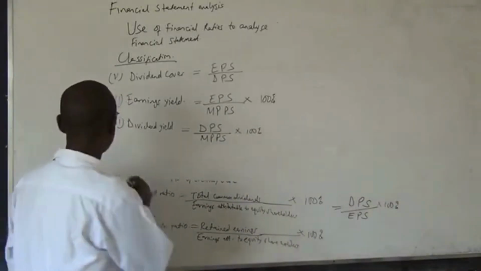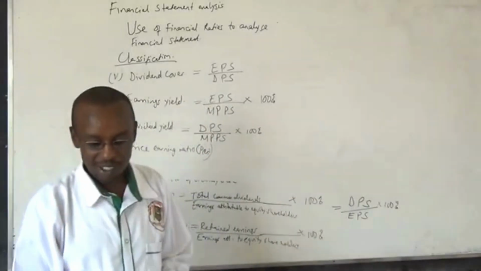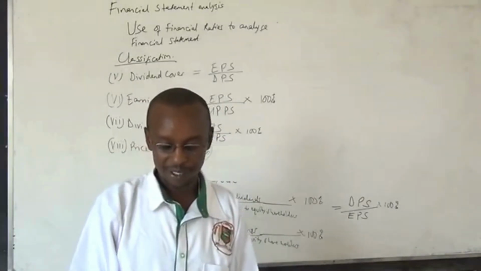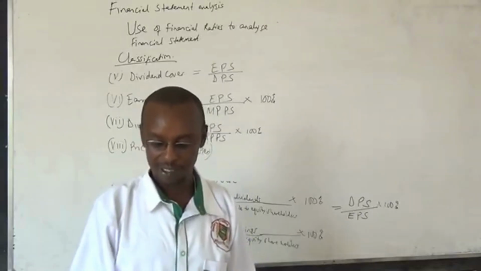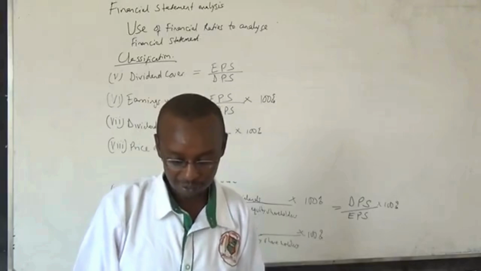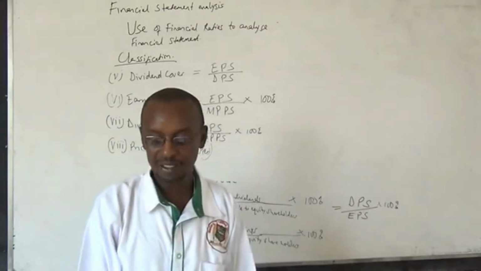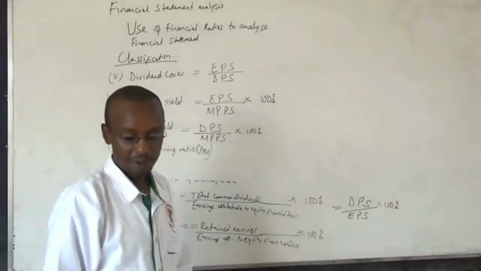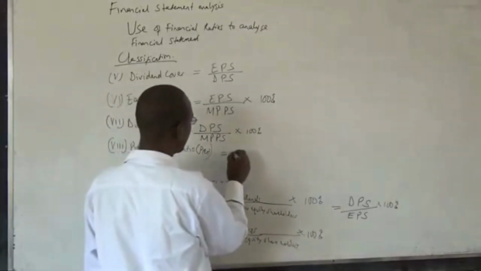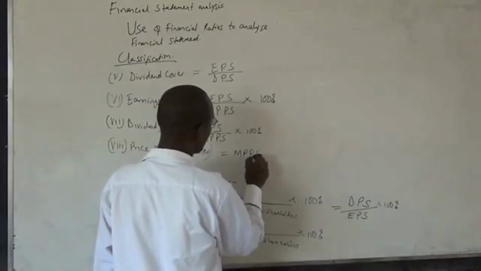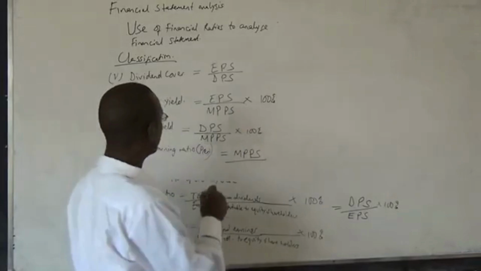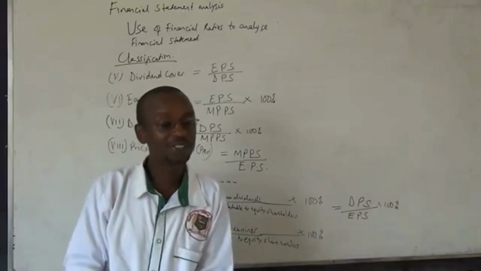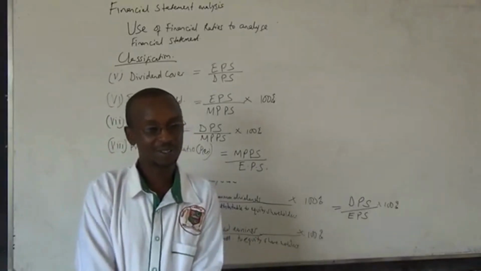Then we have price earning ratio. This indicates how much an investor is prepared to pay for a company's share given its current earnings per share. So the higher the price earning ratio, the more confident investors are that the company will perform well in the future. So price earning ratio is equal to market price per share over earnings per share. So that is how we analyze financial statements. Okay.